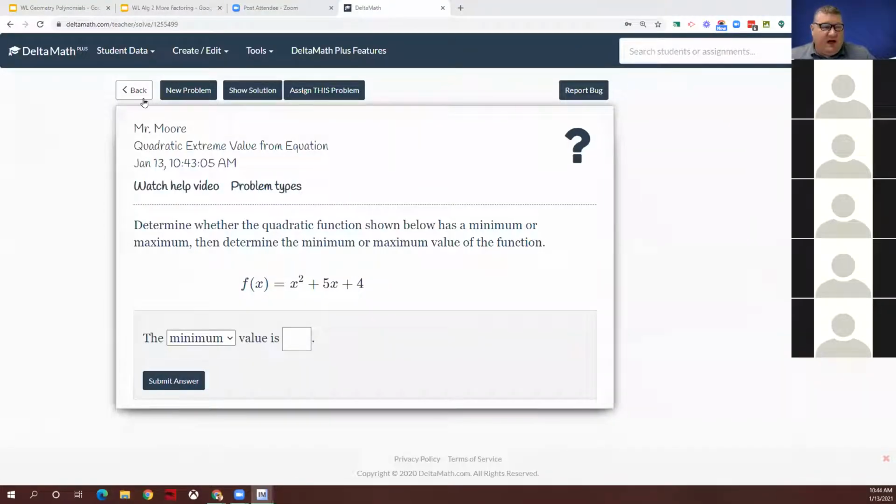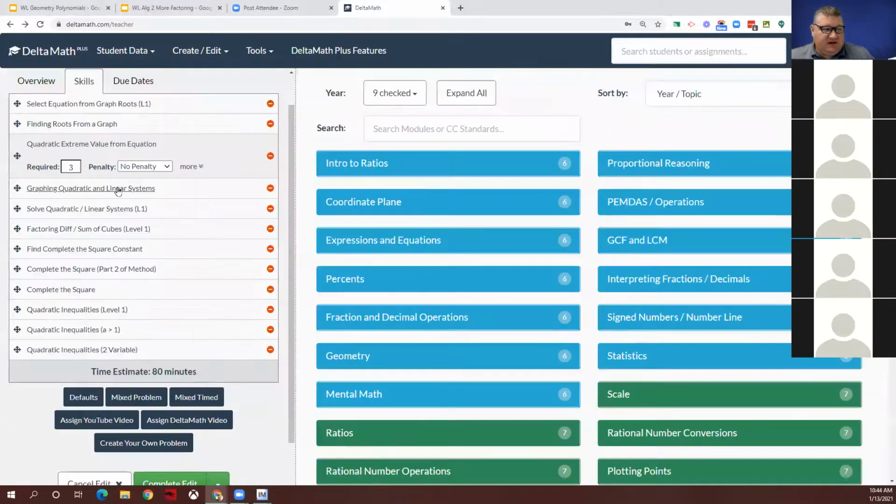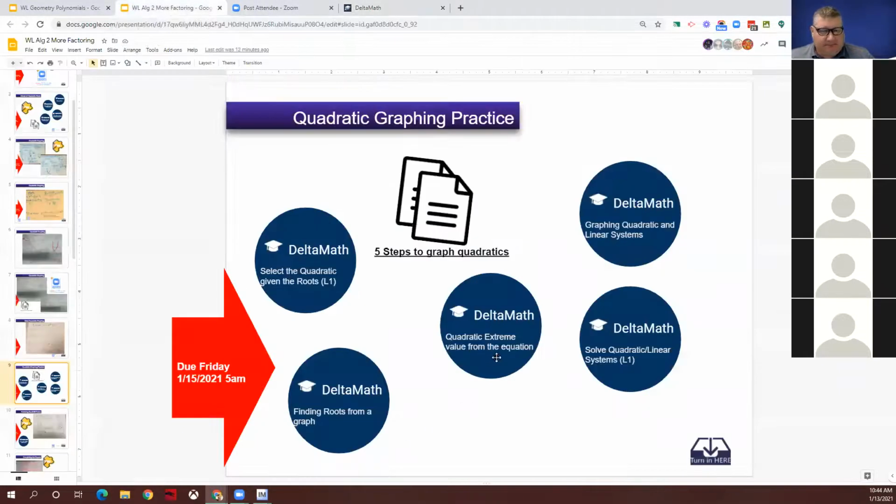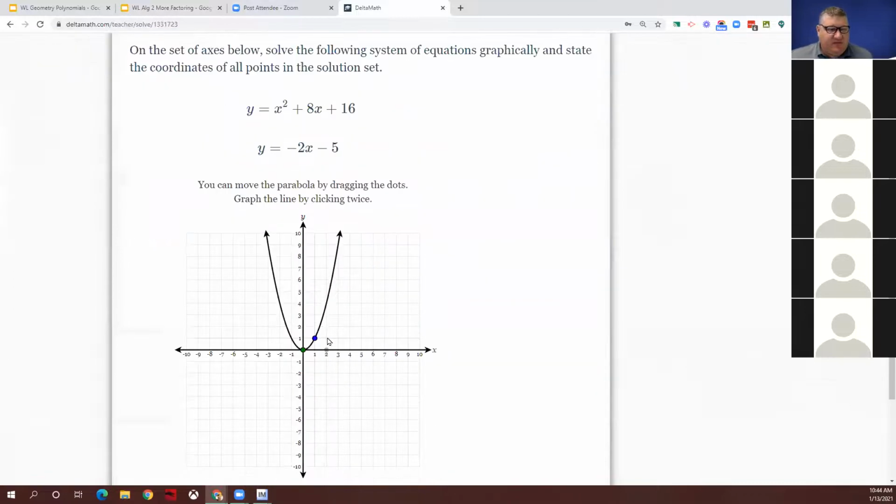Now, next on the agenda. Graphing a quadratic linear system. Do we have to do that? Yep. Okay, graphing a quadratic in a linear system. Well, how do I figure out how to graph this guy? Well, didn't we just do that together?